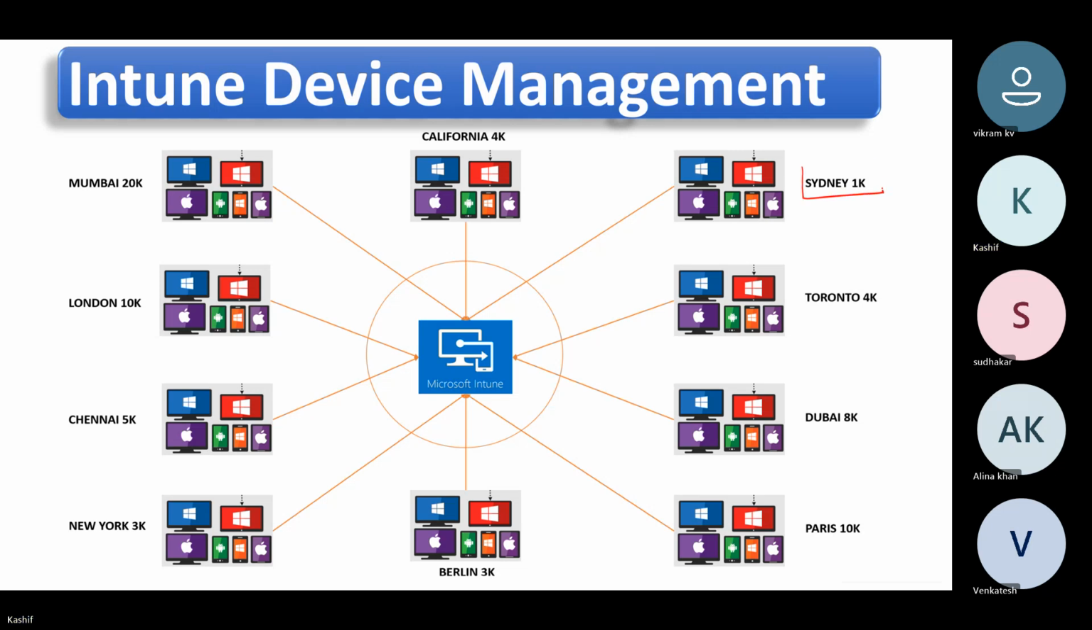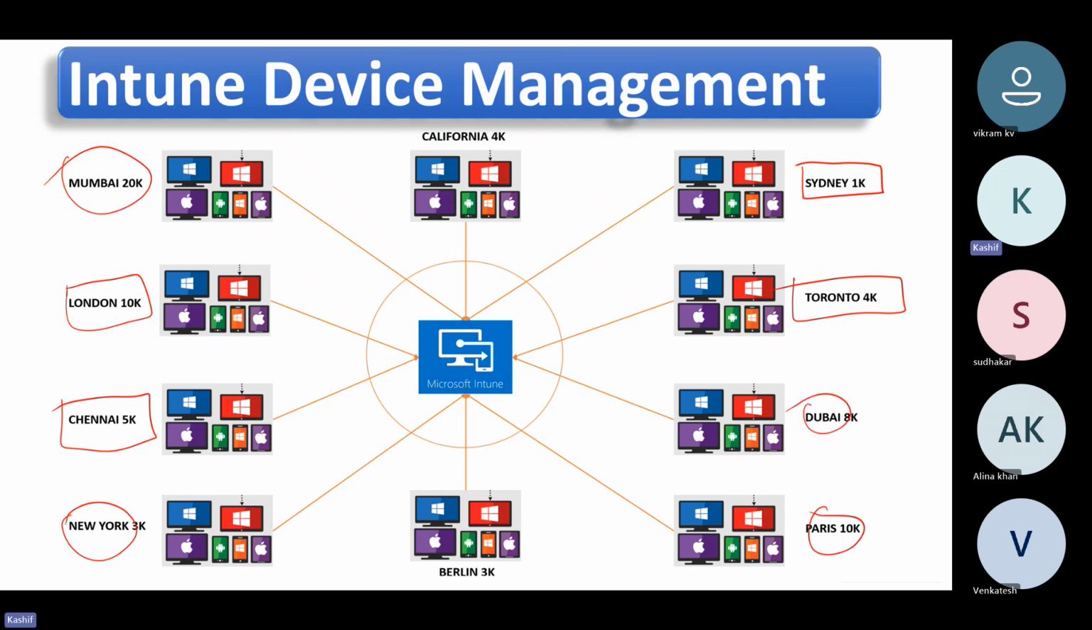For example, you have 1,000 devices in Sydney, 4,000 devices in Toronto, 5,000 devices in Chennai, then in London, Mumbai, right? New York, Paris, Dubai, Berlin, California. So you have some branch offices and you have a headquarter. And in every location, you have some Windows devices, some iOS devices, some Mac devices, some Android devices, and you need to manage them.